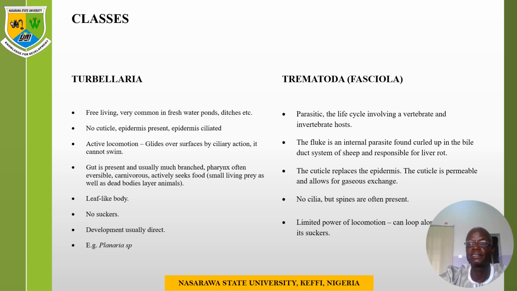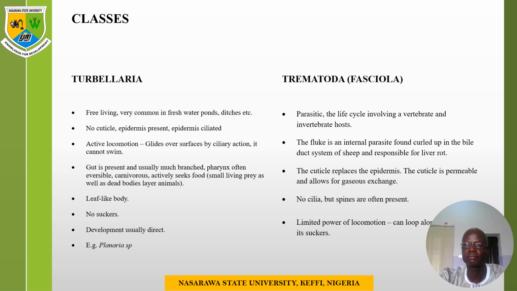We have Trematoda, and these are flukes, for example Fasciola. These organisms are parasitic. Their life cycles involve a vertebrate and an invertebrate host. That is, in their life cycle they have two hosts. The fluke is an internal parasite. They are found coiled up in the bile duct system of sheep, and they are responsible for liver rot in the sheep.